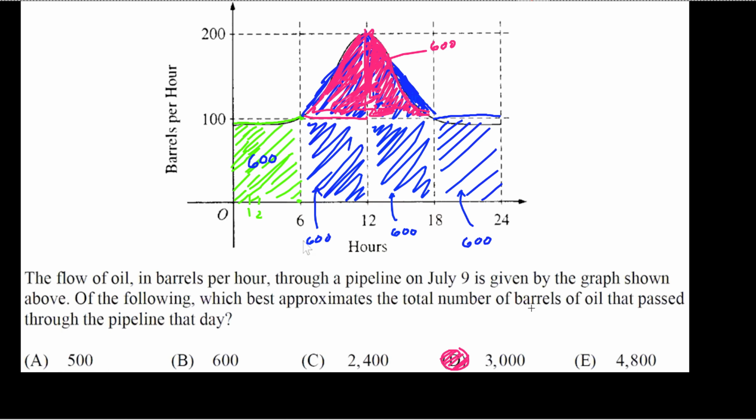And again, that's just going to be the area under the curve of my rate of change function. So my rate of change is barrels per hour, or the amount of change per hour. The rate. I integrate, or I take the area underneath this curve. And I estimated this area, try your best with estimating, to be about 3,000. And that's how many barrels will pass through the pipeline on that day.